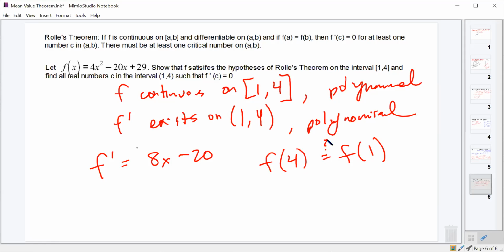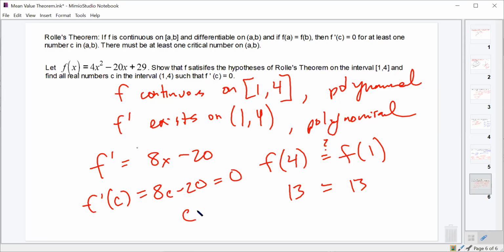Should be 64 minus 80 plus 29? 13, it looks like, right? And what about f of 1? 4 minus 20 plus 29, also 13. So f of a is equal to f of b, which tells us that f prime of c, which is 8c minus 20, had better equal 0 somewhere on that interval. Well, that happens at c equals 20 over 8, or 5 over 2. Good or no? Yeah. All right. That's it. That's the mean value theorem for derivatives.